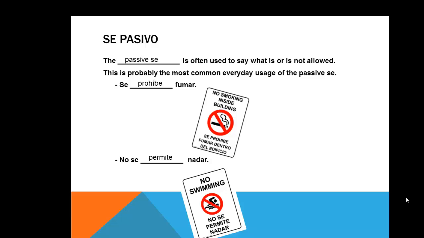We could also say no se permite nadar. Swimming is not permitted. Again, we're not saying you can't swim, I can't swim, they can't swim, but that swimming as an act is not allowed. Notice that neither of these sentences have distinct subjects. We can't say that this is in the he, she form, in the they form, in the you form. It's just our passive form.